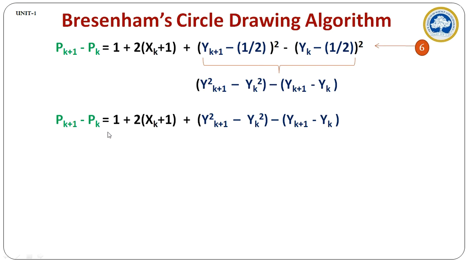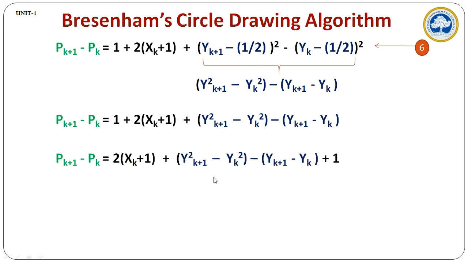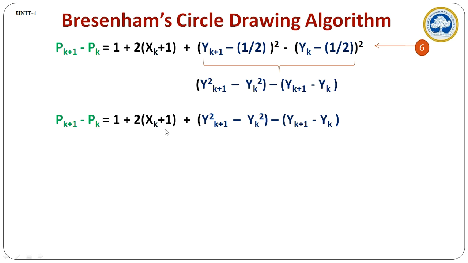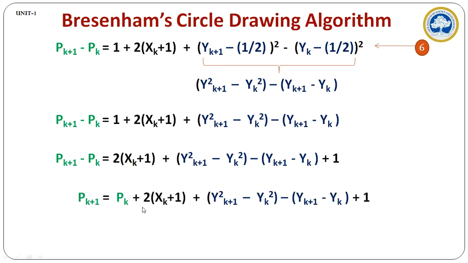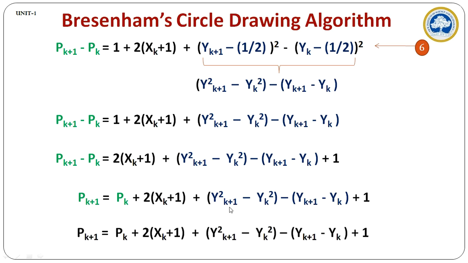Now I move the minus pk into the right hand side. Then I rearrange this equation. First I write the x coordinate value, then the y square value, then the yk value, and finally I write the constant value. Now I move the minus pk into the right hand side. So now I can get the equation like this. So this is the final equation for pk plus 1.